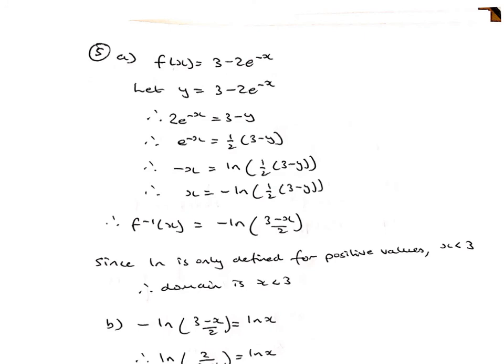In question 5, we need to find the inverse function for f. So let y equal 3 minus 2 to the minus x. Rearrange the equation. The inverse of e is ln, so we end up with this equation. To write out the inverse, you need to replace the y by the x. As far as the domain is concerned, we can't have logs of negative numbers, so x has to be less than 3, so the domain is x is less than 3.